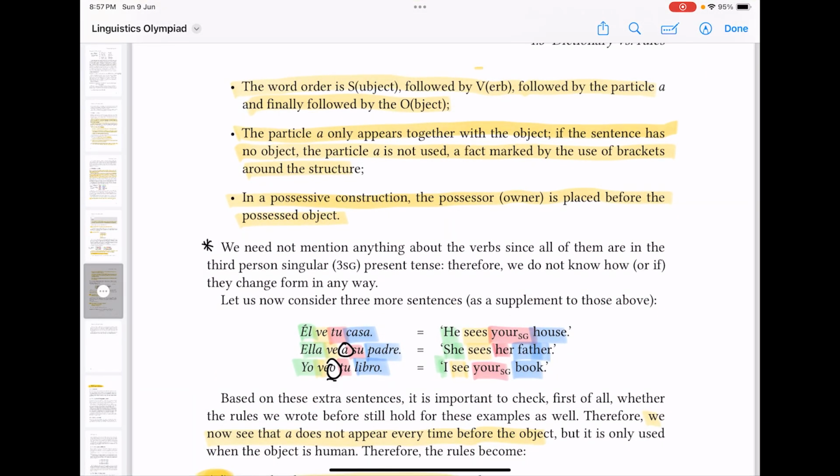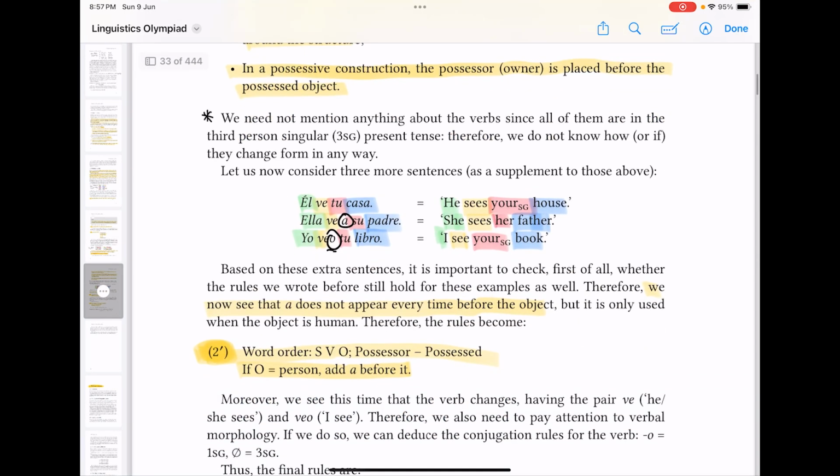So as I was saying, the word order, we can write it simply as SVO. This is the derivation rule. You're not supposed to write it, of course. The particle a appears before transitive sentences' object. And yeah, in a possessive construction, the possessor is placed before the possessed object. It's basically the SVO thingy. So yeah, now we've got some more statements.